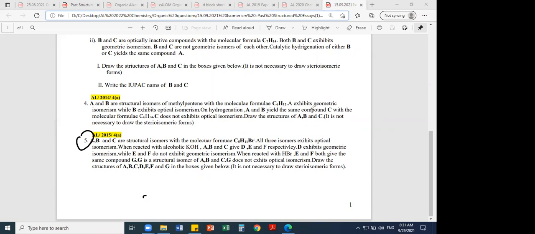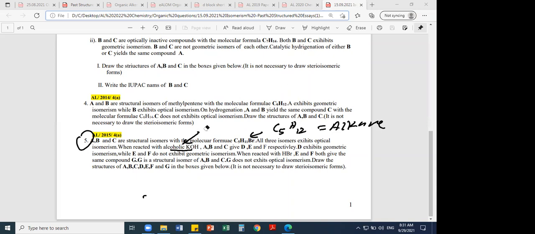So alcoholic means what? Why alcoholic KOH? To remove HBr. So this is a halogenated one, this one has bromine. If you replace the bromine also with hydrogen, then you get C5H12. See whether this is an alkene or alkyne. That means it is an alkane, no? It is an alkane. Alcoholic KOH is added to remove HBr.